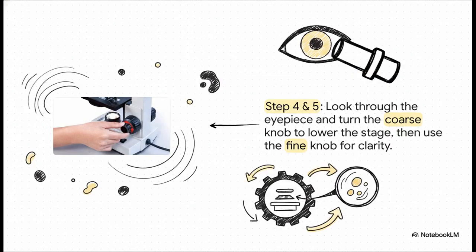Okay, now you can finally look through the eyepiece. Turn the coarse focus knob the other way, slowly lowering the stage away from the lens. Keep going until an image just pops into view. It'll probably be blurry, that's fine, but it'll be there. The second you see it, stop. Switch over to that fine focus knob to dial it in and get that perfectly sharp, crystal clear image.